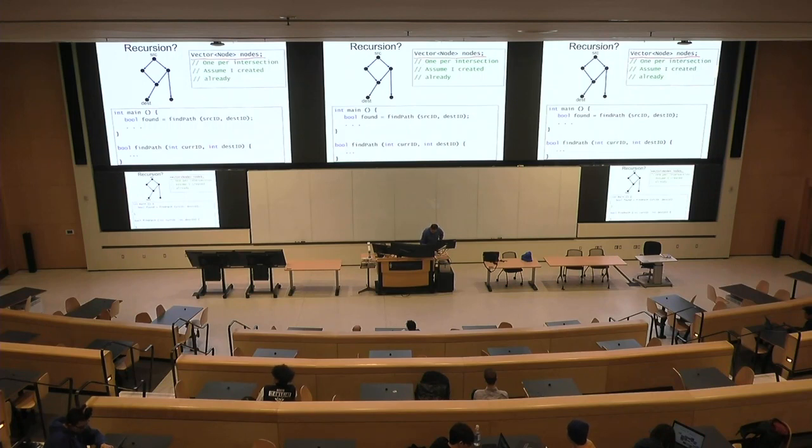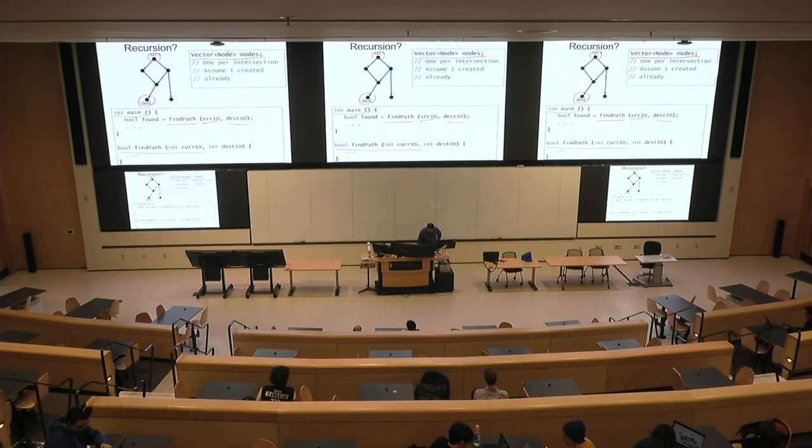And I'm giving you a little sample graph here. I want to go from source to destination. My main function just calls find path. That's going to be my main path finding algorithm, and it passes it the ID of the source node and the ID of the destination node, and it just gets a Boolean. Did I find a path or not?